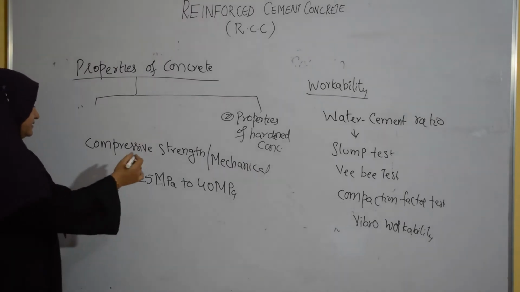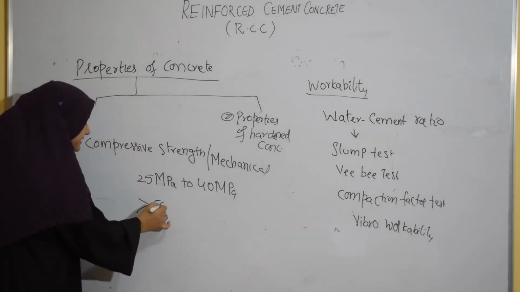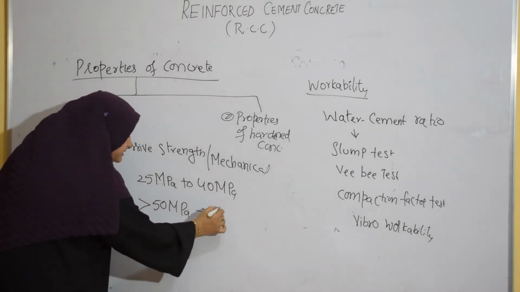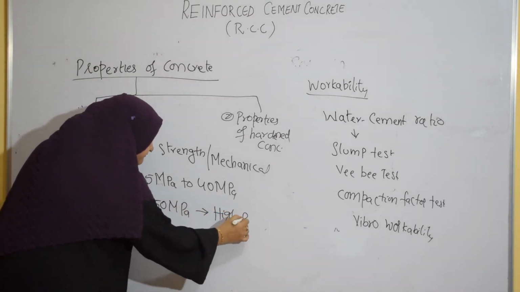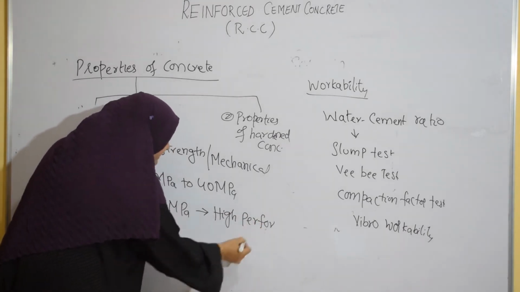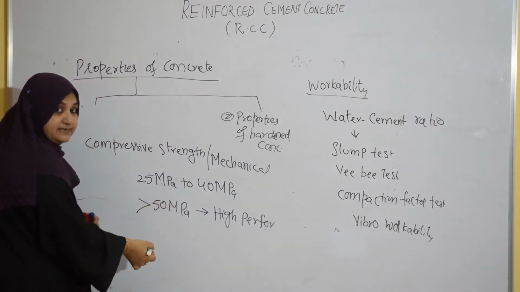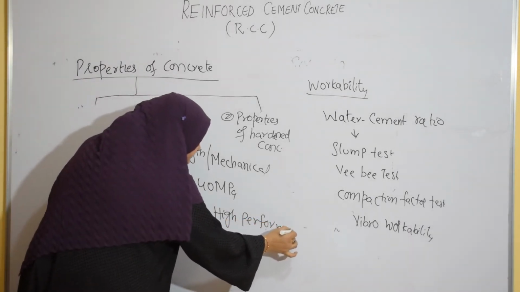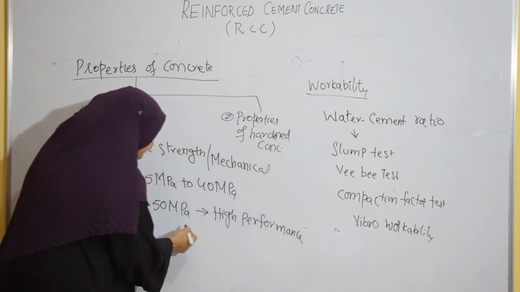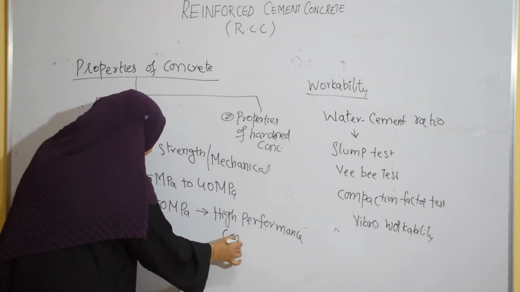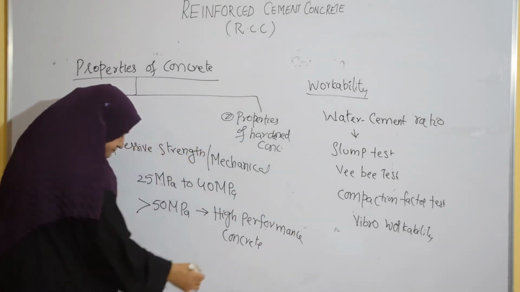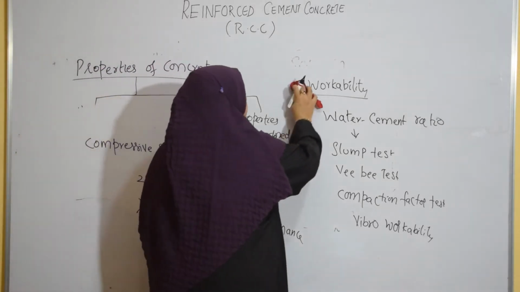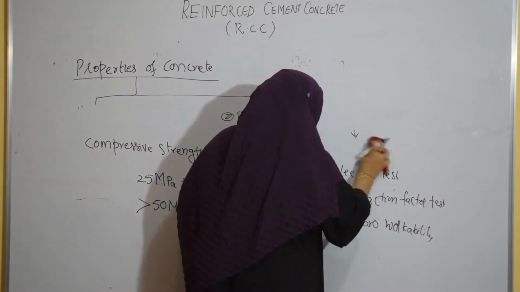When the compressive strength is more than 50 MPa, those are called high performance concrete. When the compressive strength is more than 50 MPa, we design the mix accordingly. If a particular site requires high performance concrete, then that concrete's compressive strength will be more than 50 MPa. So concrete is generally designated by its compressive strength.